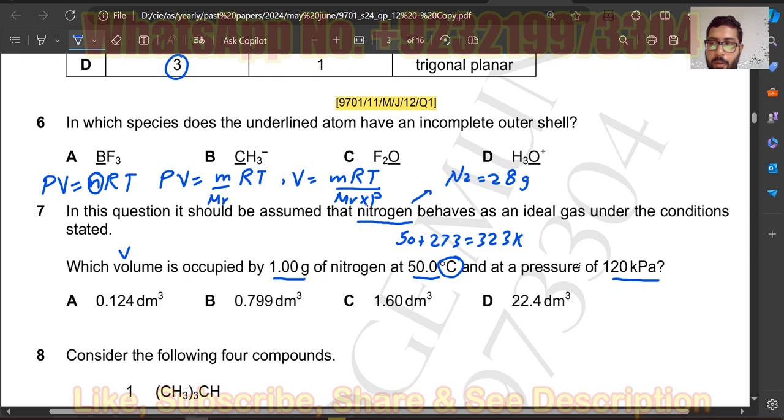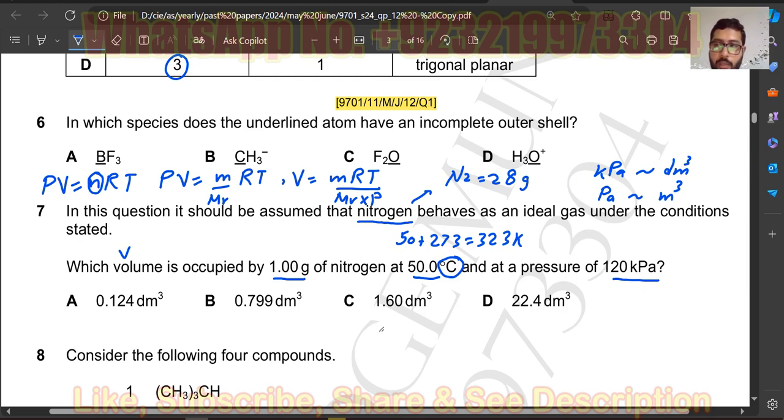Now comes the pressure. The unit of this pressure is kilopascal, which means, as you know, the equivalency of pressure with volume is: if we are given kilopascal, the volume should come in dm cube, and when the pressure is given in pascal, then the volume unit should be meter cube. That should be remembered. Okay, we are given the value in terms of kilopascal.